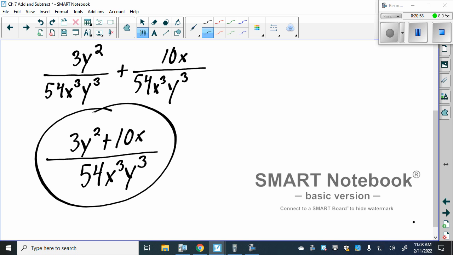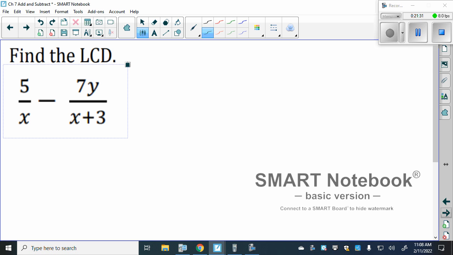Because the only way we can simplify this is if 3y squared and 10x had a common factor. But there's not one. And we would need a third term on top, we would need the 10 to have x and y and then have an x squared for us to possibly be able to factor. But this is as far as we can go with this here. Any questions on this one here? Be ready for the next one.